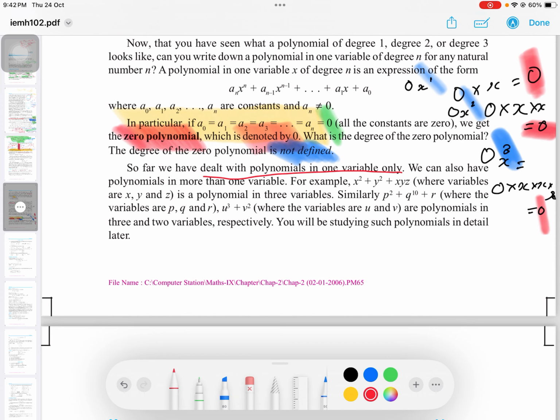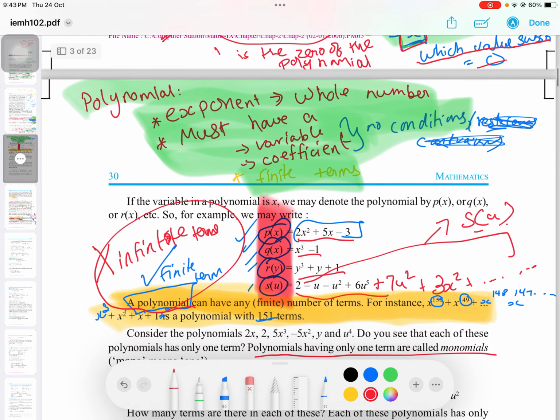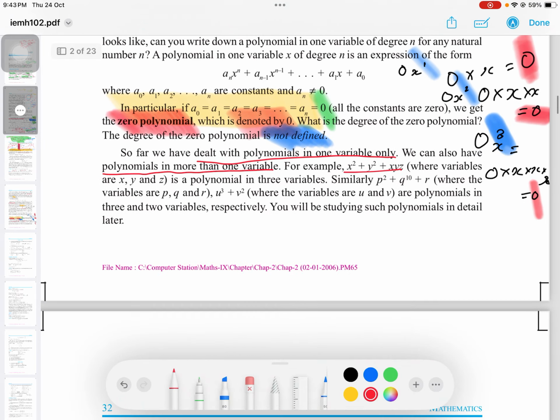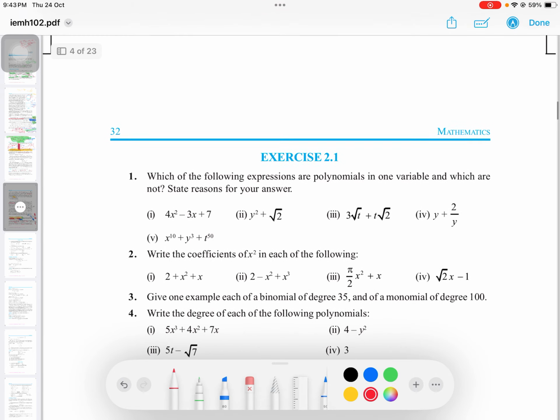You can also have polynomials in more than one variable. So this is also a polynomial. You can have any variables. Remember, a polynomial, where did I erase the definition? Here, it has no conditions, so it can have n number of variables. So in x, y, z, you have 3 variables, so the polynomial is in 3 variables. You will be studying this in higher classes or later.